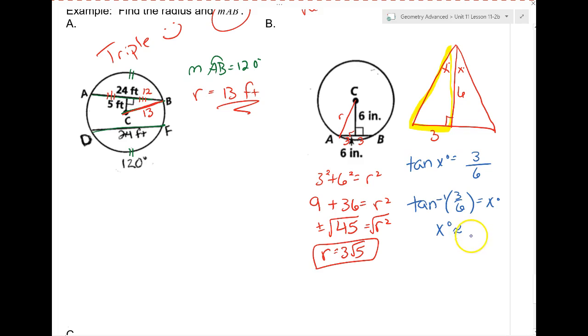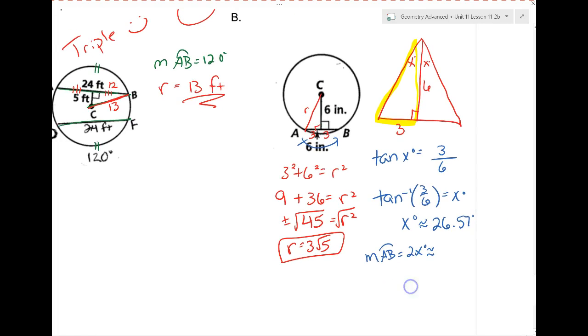Yeah, 26.57. Now, don't erase your calculator because is that my final answer? No, I want the measure of arc AB, so what do I have to do to it? Double. So the measure of arc AB is 2 times x. So go times 2, and what do you get? To the nearest degree, it's going to be 53 degrees. So we're still having to use trig with this stuff, but I still have to use my new theorems and formulas as well.